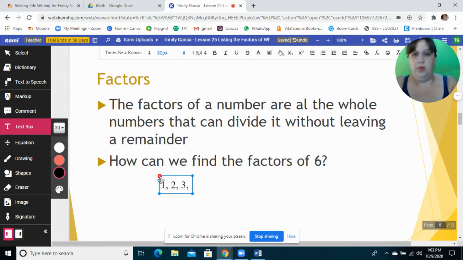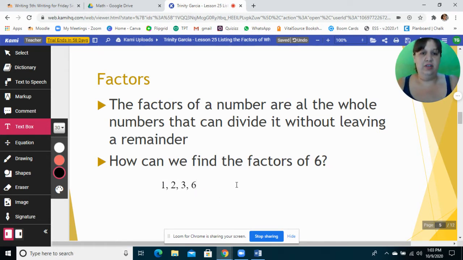What about 4? No, not 4, because 4 could go in 1 time, but there would be a remainder. What about 5? No, because there would still be a remainder of 1. And then lastly, it would be 6, because 6 can go into 6 1 time, and there's no remainder. Then we're done. There's no more, because it's a little number. So finding the factors of a little number is obviously going to be easier than finding the factors of a big number. But we just did it. Not too difficult. 1, 2, 3, and 6. Okay.